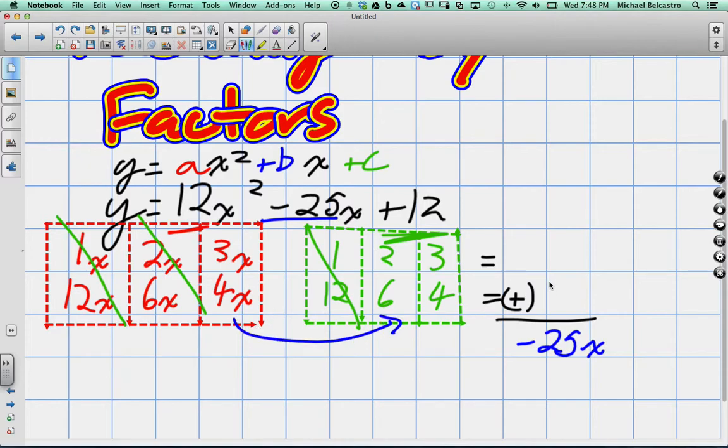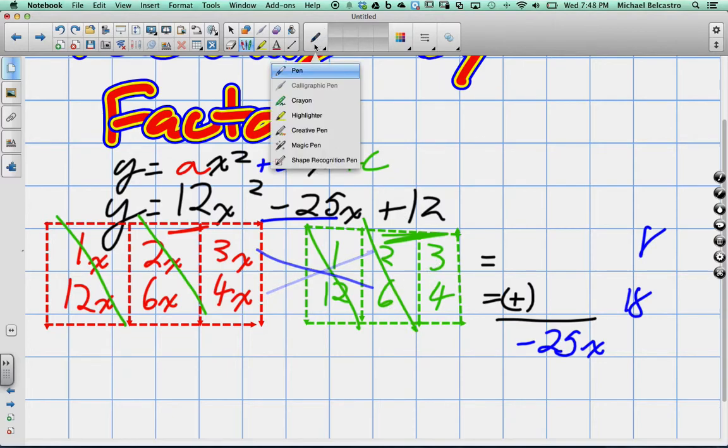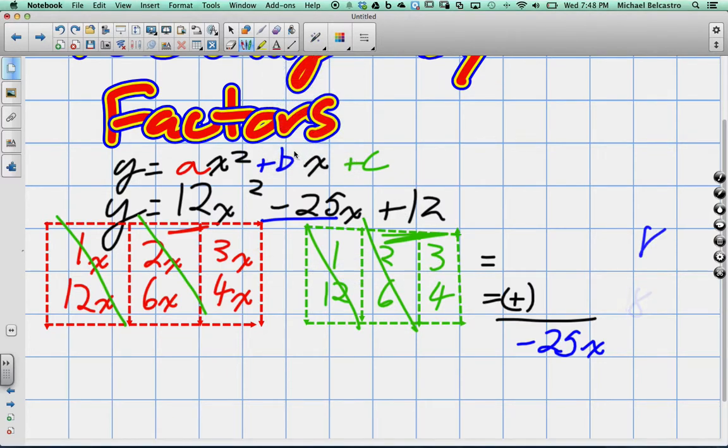4 by 6 is 24. 3 by 2 is 6. Didn't work, right? And 4 by 2 and 3 by 6, 18 and 8 didn't work again. Another column didn't work, which means this should work. And we're going to test it to make sure. So this is the longest you would possibly go, where you exhaust all the options.